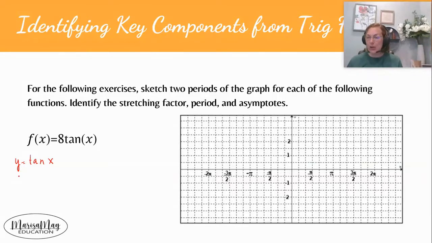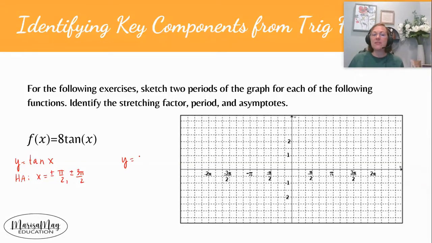So we know tangent is undefined at x equals multiples of pi over 2. So that means we have vertical asymptotes at those multiples of pi over 2. You can tell I'm using the plus or minus so I don't have to write it multiple times.